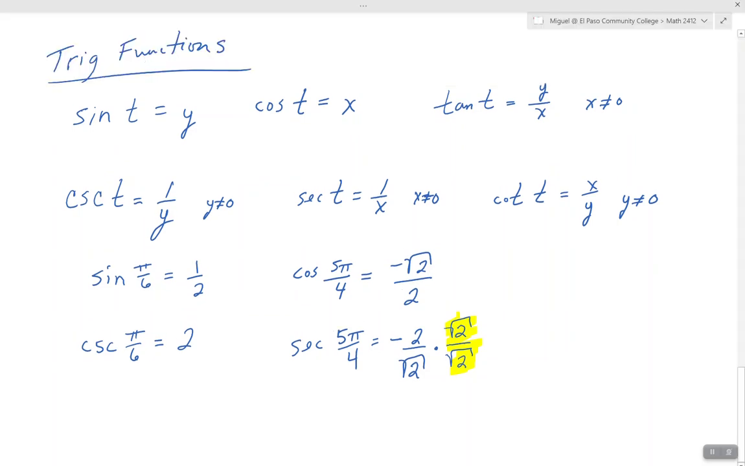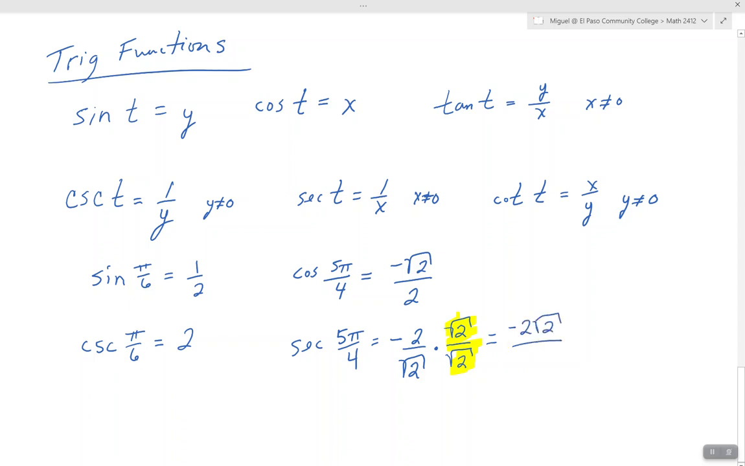Right? This is allowed because I'm not really changing anything. I'm multiplying by 1, and when you multiply by 1, it doesn't change anything. It just might make it look different, but it's still the same value. So we multiply by 1, but notice what we get here. On top, we get negative 2 square root of 2.